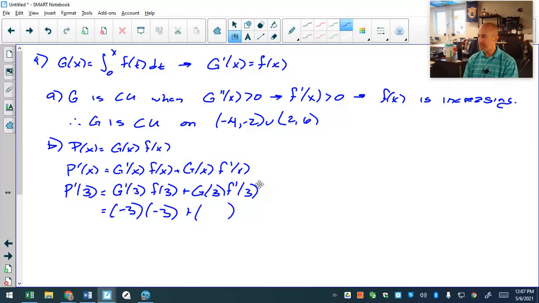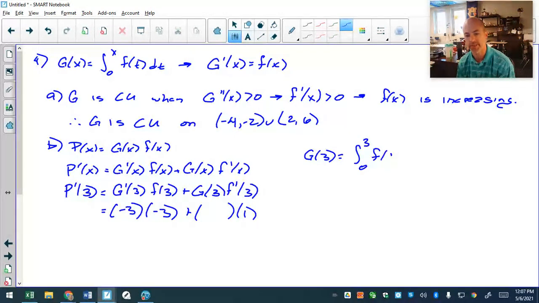F prime of 3 would be the slope of the given function, and I'm looking at the graph, and f prime of 3 is going to be 1. I need to find g of 3. So g of 3, if g is the integral from 0 to x of f of t, g of 3 is the integral from 0 to 3 of f of t, and we will solve this by using geometry and computing the area.